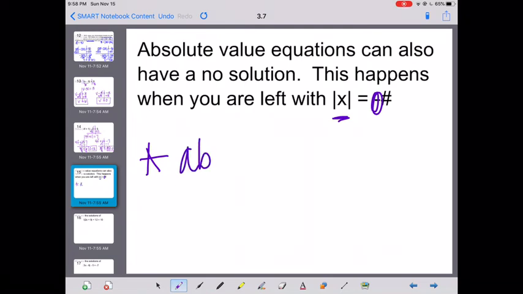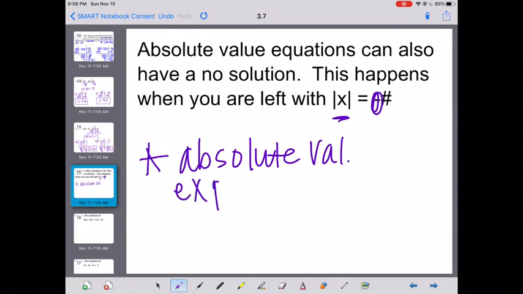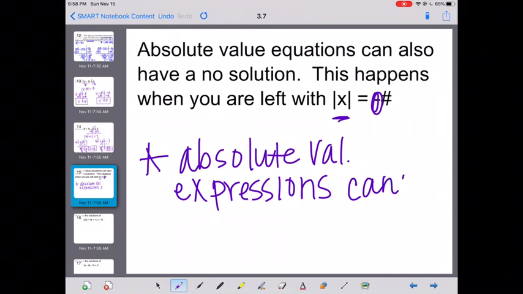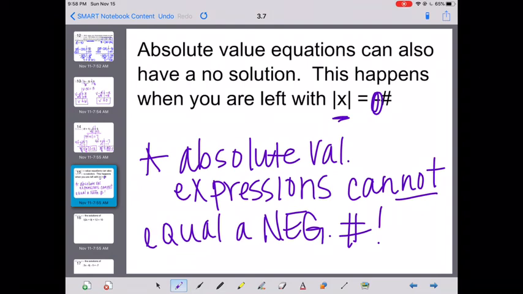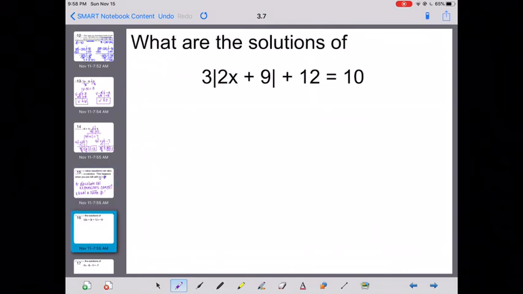Absolute value equations can also have no solution. That would happen if you are left with an absolute value expression equaling a negative number. Absolute value expressions cannot equal a negative number. That's a good hint for you to be able to stop right where you're at and know that you're going to get no solution.